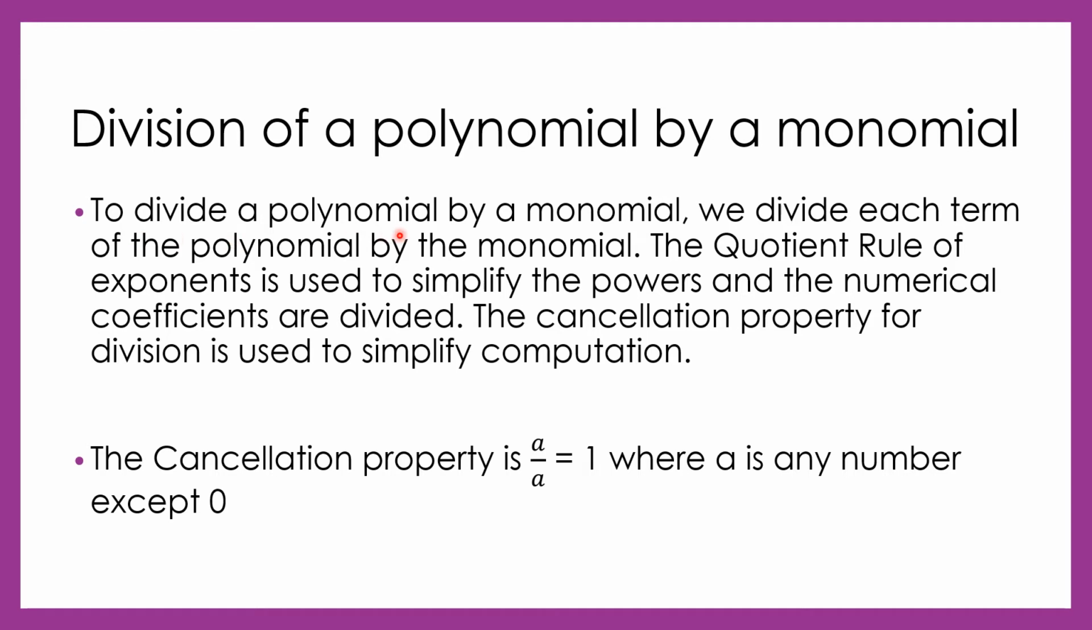To divide a polynomial by a monomial, we divide each term of the polynomial by the monomial. The quotient rule of exponents is used to simplify the powers, and the numerical coefficients are divided. So, the cancellation property for division is used to simplify computation. The cancellation property is a over a, which is equal to 1, where a is any number except 0.